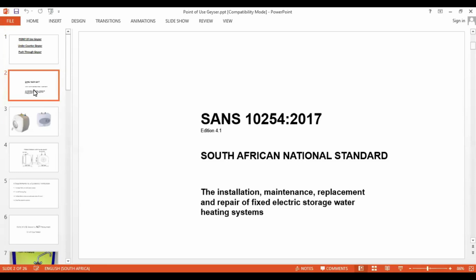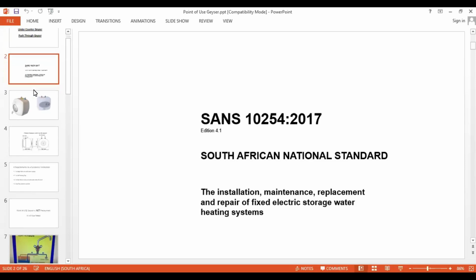Although it's not a pressurized geyser, it still has to conform to a certain standard. So it certainly falls under the SANS 1254 standard, which we all know is the installation, maintenance, replacement, and repair of fixed storage water heating systems.